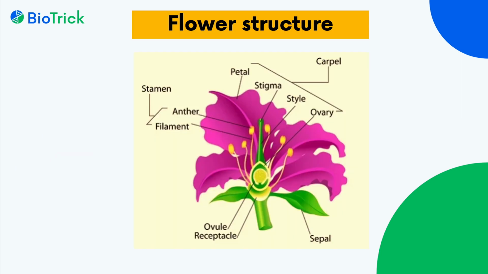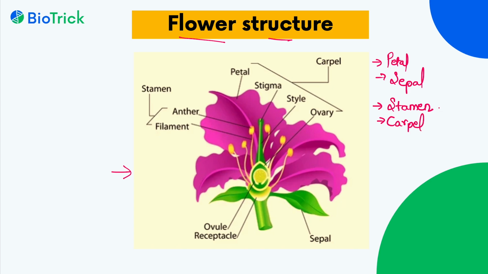So let's take a quick recap, a quick revision of the last lecture in which we discussed the basic structure of flower. As you can see in this diagram, we have discussed that there are four basic parts of a flower: petal, sepal, stamen, and carpel. Where stamen is the male reproductive organ and carpel is the female reproductive organ.